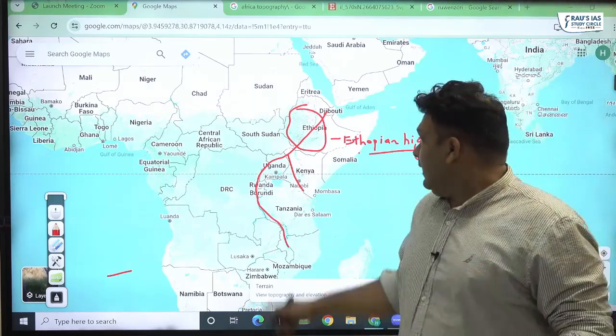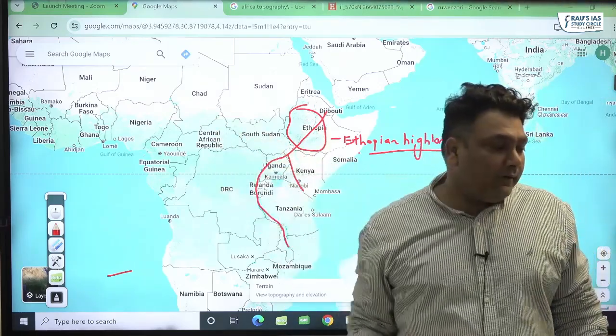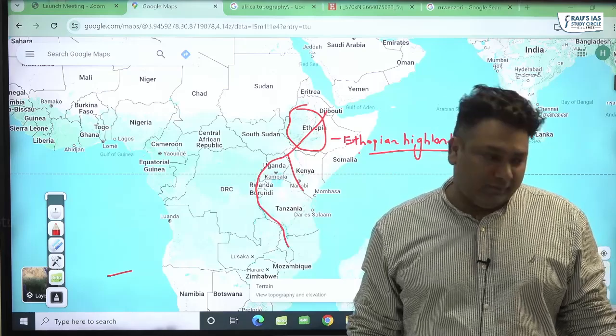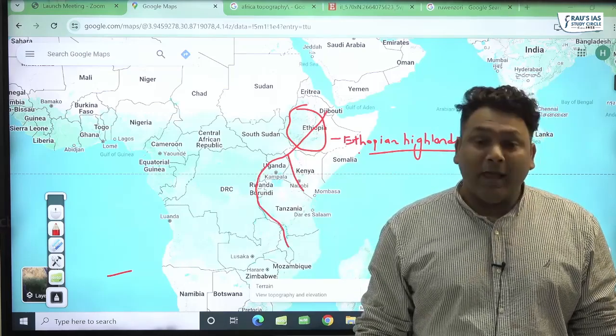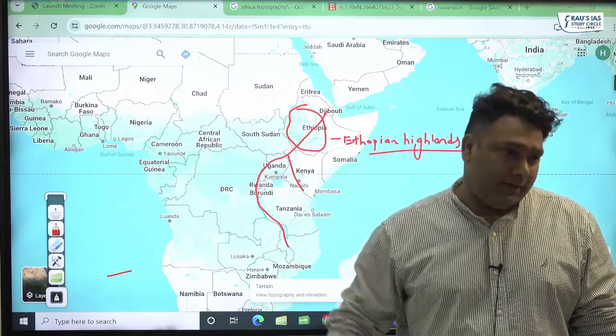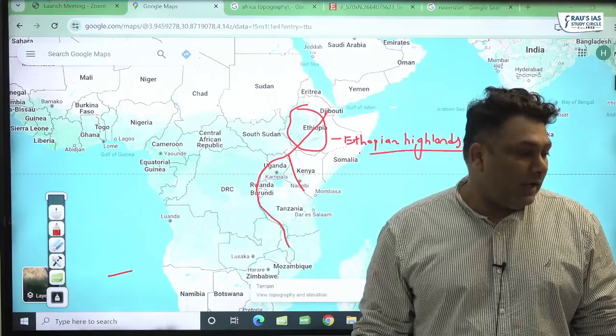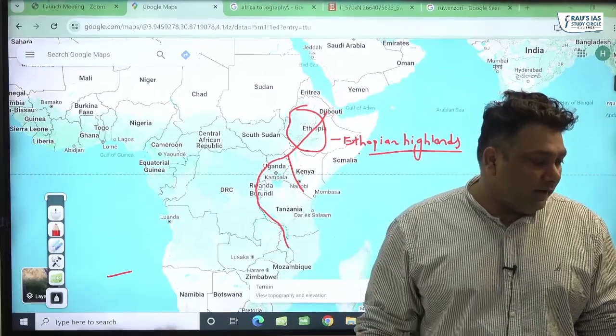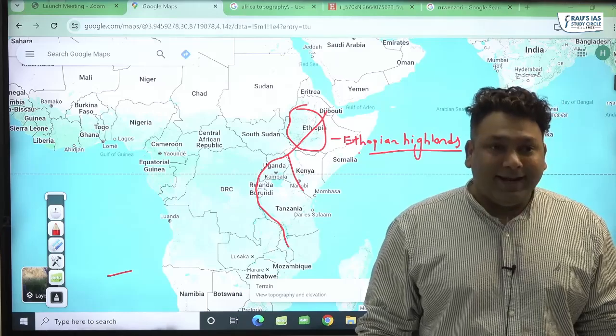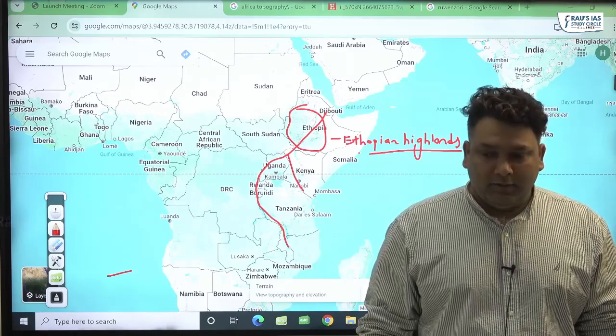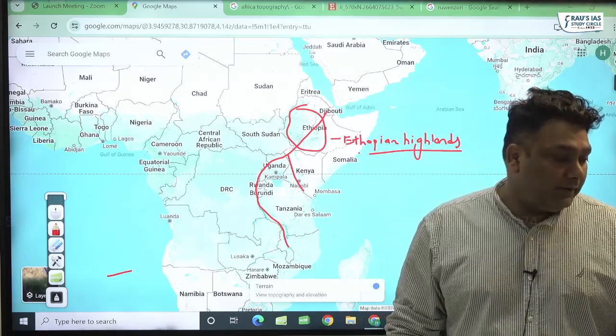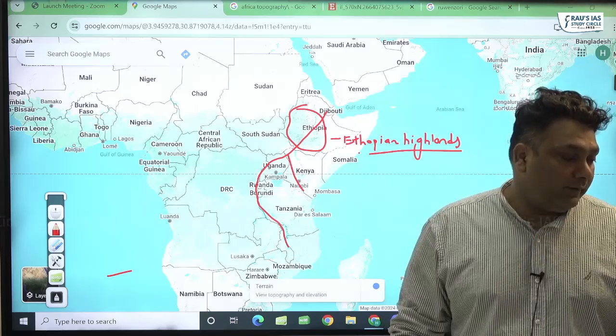Okay. This Ethiopian plateau is called the Abyssinian Massif. Abyssinia. Ethiopia is also called Abyssinia. Also called the Abyssinian Massif. Massif.